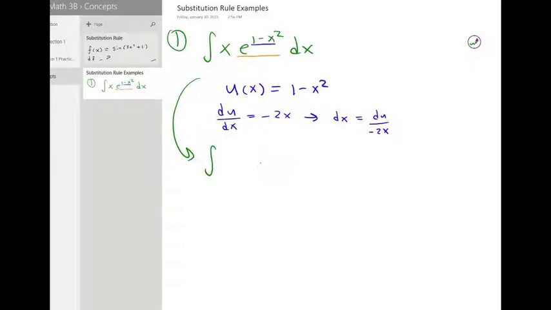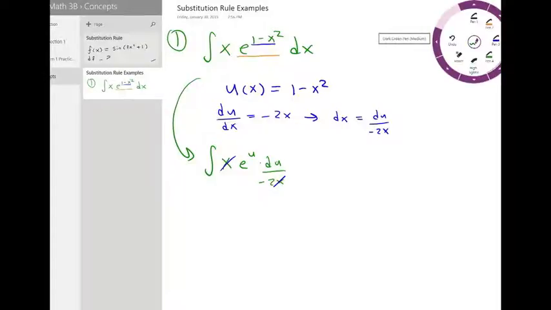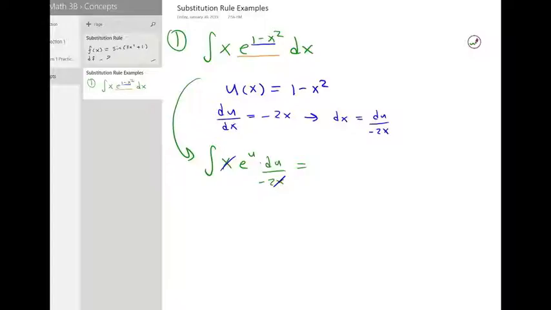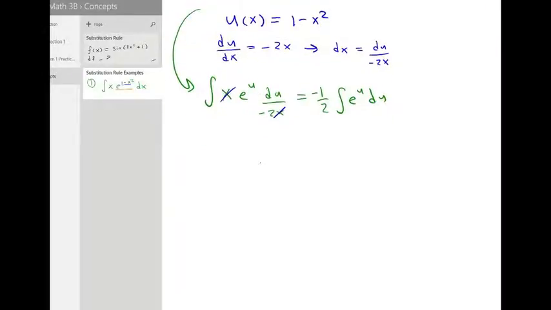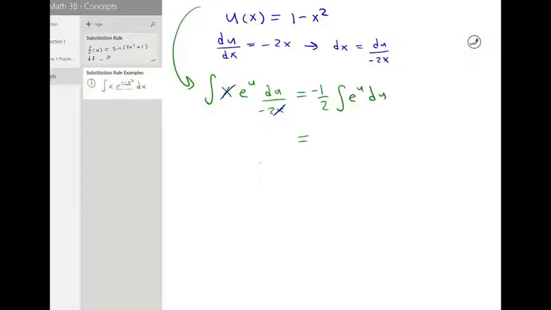So the integral of x e to the 1 minus x squared dx is equal to x times e to the u. And for dx, we're going to substitute in du divided by negative 2x. These x's will cancel. We can pull out this negative 1/2, and we have the integral of e to the u du, which is a simple integral to evaluate. It equals negative 1/2 e to the u plus c.